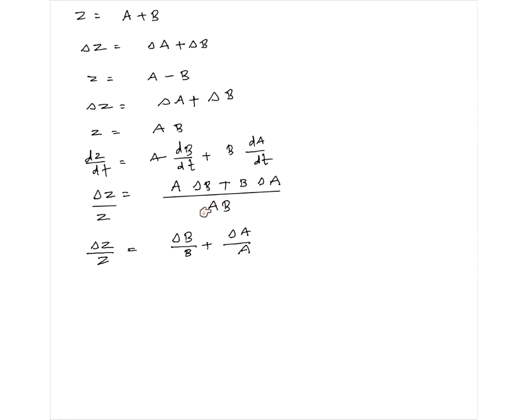Okay, I can see that pointer. Oh, we have just divided. So what we got was delta Z equal to A delta B plus B delta A. Then we chose to divide by Z on both sides. And Z is equal to AB. So this is Z, this is also Z. But I have chosen to write AB in place of Z here.